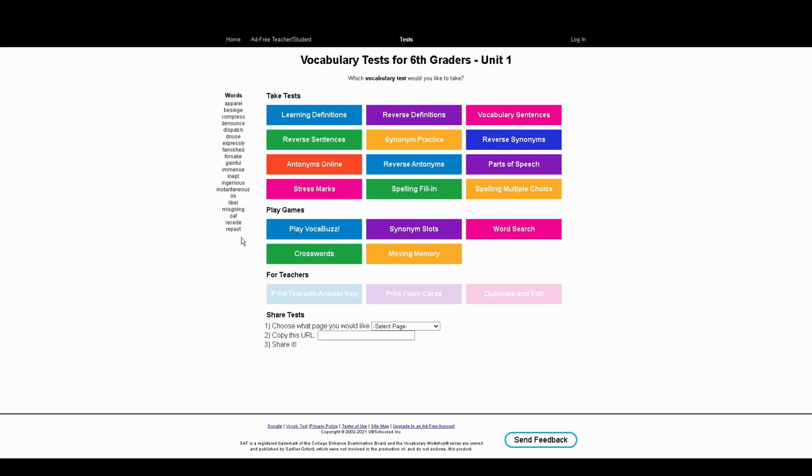And since the ASVAB really only tests your ability to identify synonyms and antonyms, here's what I recommend. I recommend you take a synonym practice test, you take an antonym practice test, you work on vocabulary sentences, and then you work on learning definitions.